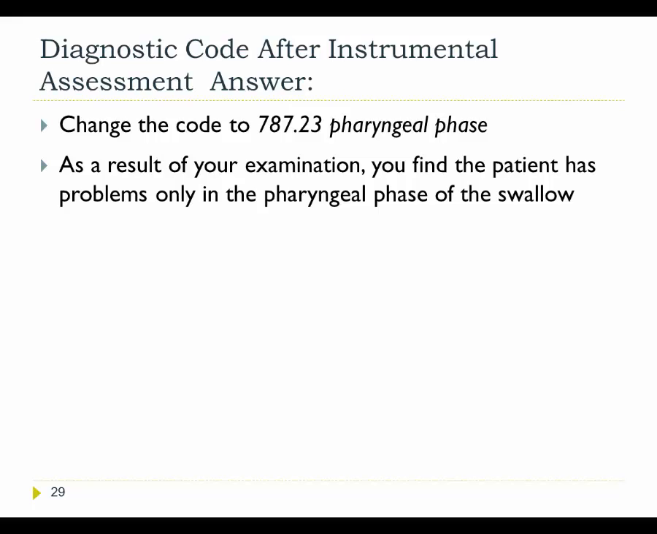In this case, you would change the code to the pharyngeal phase, 787.23. As a result of your examination, you find the patient has problems only in the pharyngeal phase of the swallow.